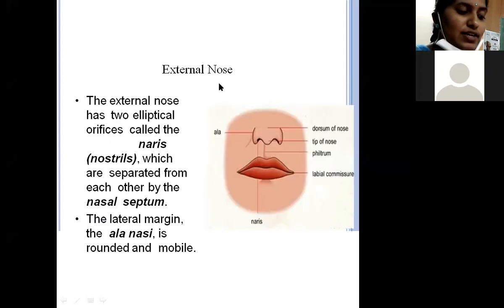So coming to the external nose. The external nose has two elliptical orifices anteriorly. These elliptical shaped openings are called nares or nostrils, which are separated from each other by the medial nasal septum. If you see along the lateral margin, on the lateral side we have elevations called alae nasi, which are rounded and mobile.